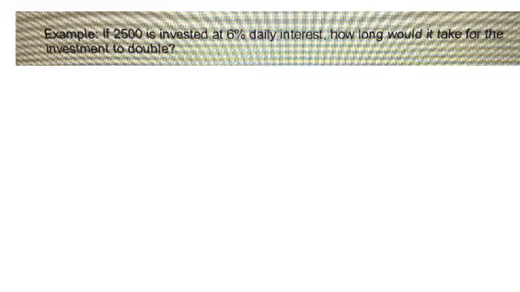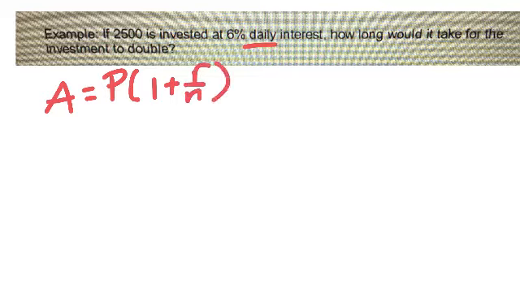We're looking, if $2,500 is invested at 6% daily interest, how long would it take for the investment to double? So we've had problems similar to this. Now this is not compounded continuously, it's compounded daily. So I cannot use the PE to the RT formula. I'm going to have to use the other one. So the amount that I have in the bank is equal to the principal times 1 plus the rate over number of times compounded raised to the number of times compounded times time.